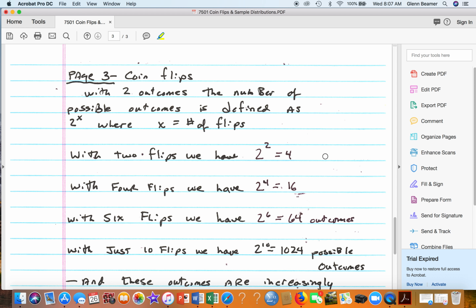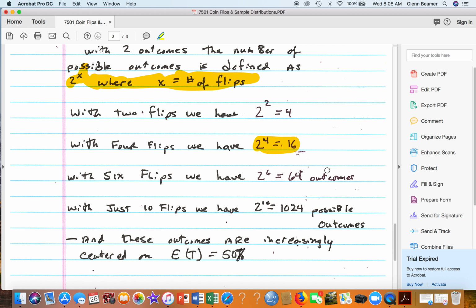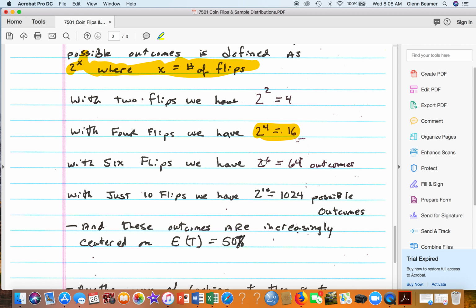Mathematically, what's happening is that when you have 2 basic sampling outcomes, like heads or tails, Clinton, Trump, HIV positive, HIV negative, the number of possible outcomes depends on sample size and is given by 2 to the x, where x is the number of flips or the sample size. So when you have 2 flips, you have 4 possible outcomes. When we had 4 flips, we graphed 16 outcomes. If we go to 2 to the 6, you would have 64 outcomes, and this is the key difference.